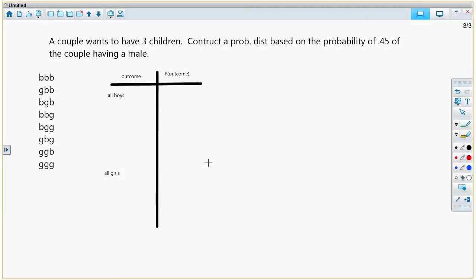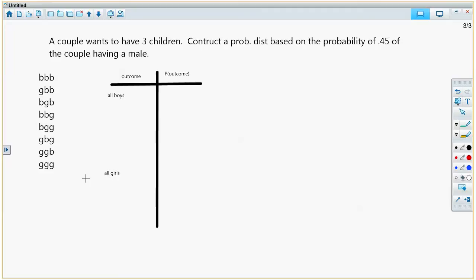Now you can name the middle ones what you want to, but since boys is first, I'm going to go boys. So we can say at least one boy, and we can say at least two boys. At least one boy means there's one boy in the group, two boys, or three boys, or there's no boys in the group. You see what I'm saying? You could say all girls, you could say one girl. Either one is going to work out the same way because it's the other side of the coin.